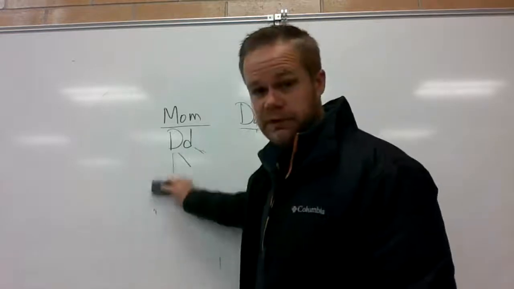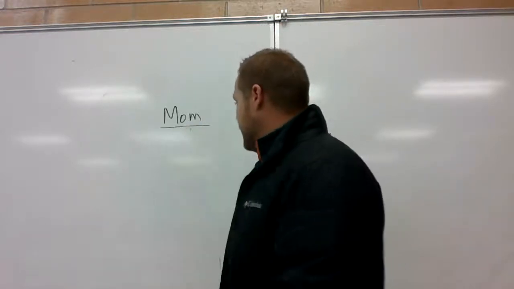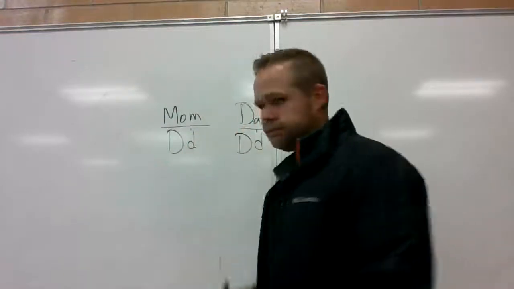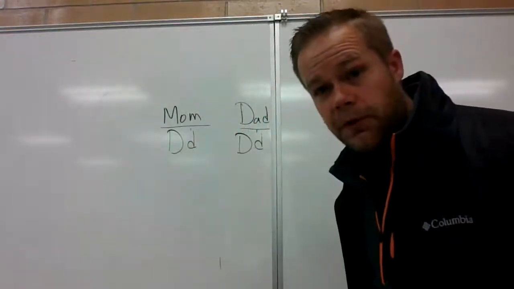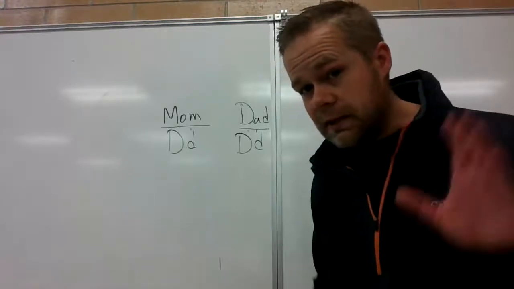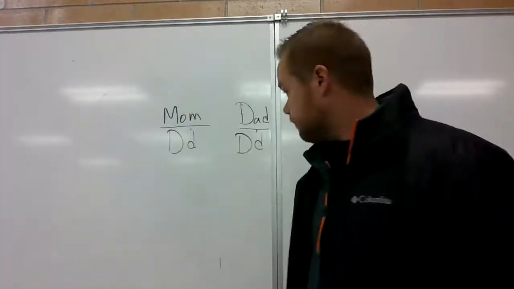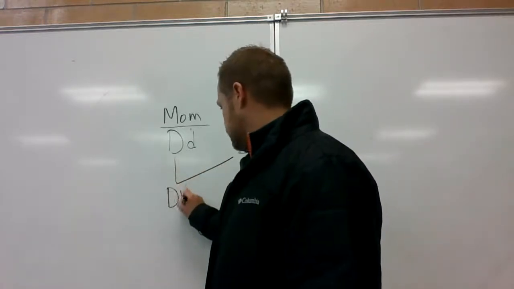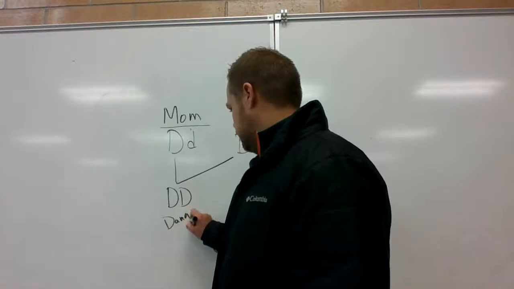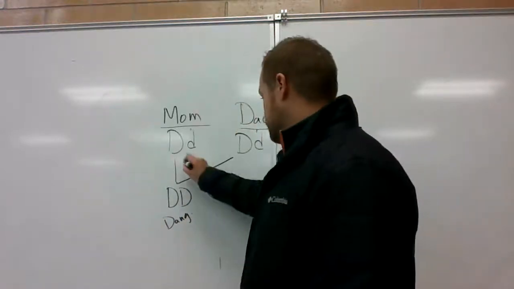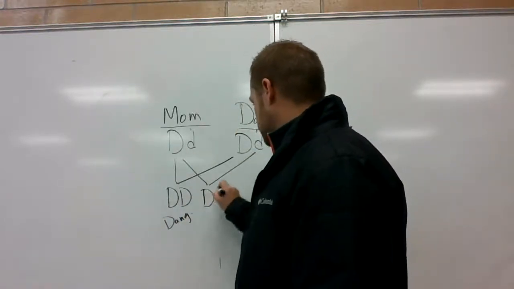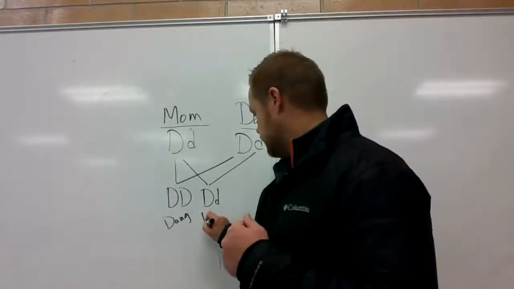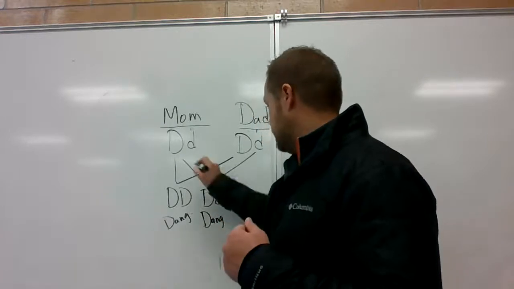But what about this? It doesn't always have to be 50-50. What if mom and dad both have what kind of ears? They both have dangly ears, so neither of them have this. They both have the dangle. Mom gives this. Dad gives this. You get dangling ears. Mom gives this. Dad gives that. What kind of ears is that? Capital lowercase. That is also dangling ears.